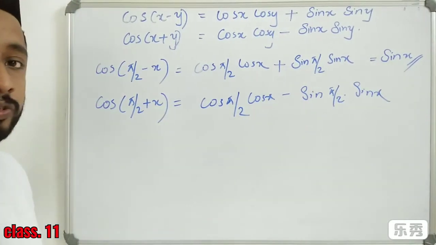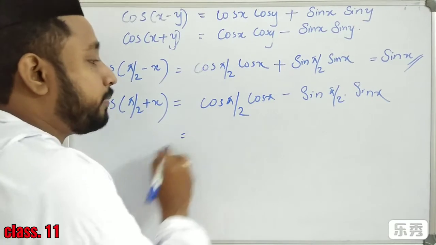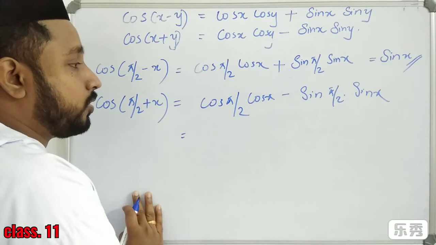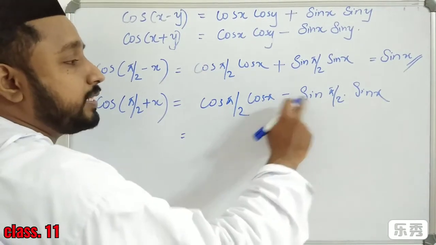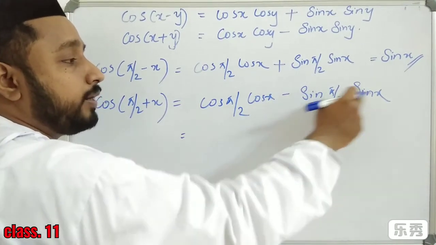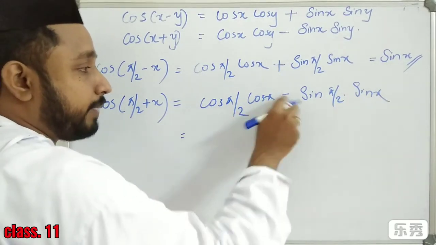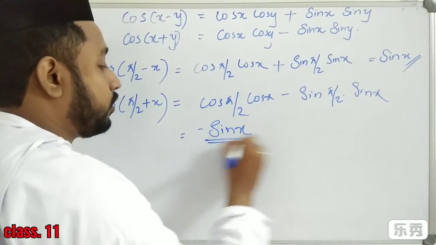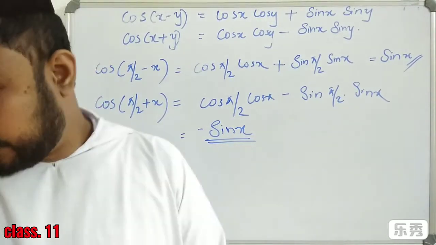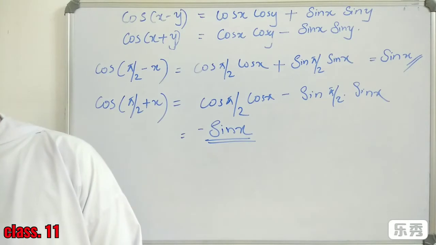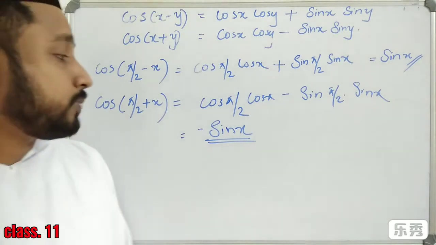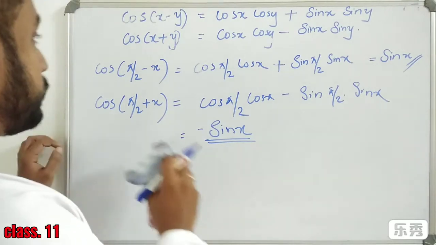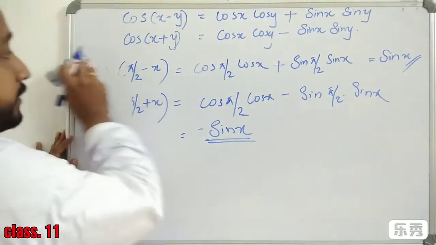Cos π/2 is 0. So cos π/2, 0, into cos x, minus sin π/2, 1, into sin x. So here it is minus sin x. So cos(π/2 + x) is equal to minus sin x. So we have studied two more results.